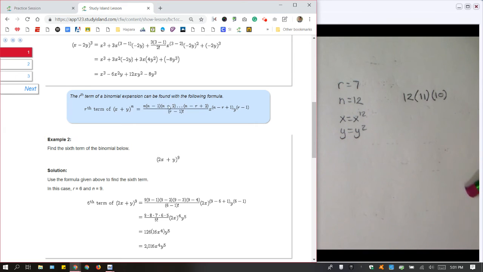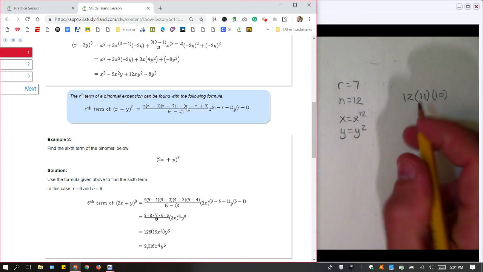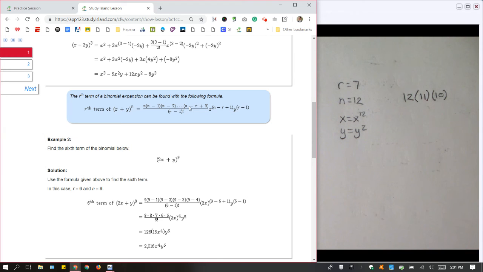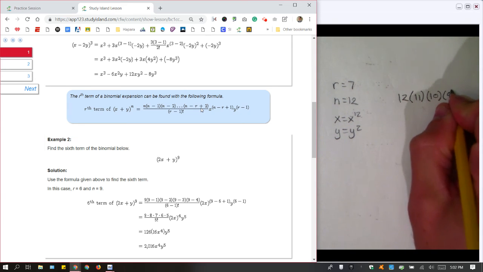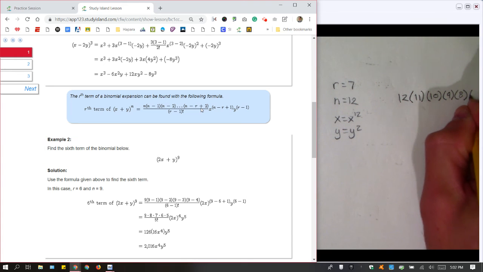And you're going to keep doing that until you end at whatever this is. And this says n minus r plus 2. Or for us, 12 minus 7 plus 2. So 12 minus 7 is 5. And 5 plus 2 is 7. So we're going to end this sequence when we finally get to 12 minus 7 plus 2, which is 7. 12 minus 7 is 5, and 5 plus 2 is 7. So we're doing 12 times 11 times 10 times 9 times 8 times 7.